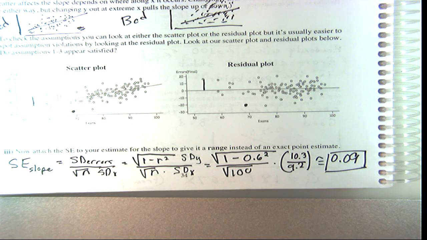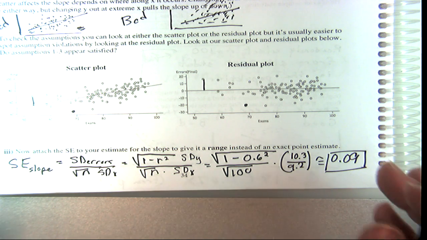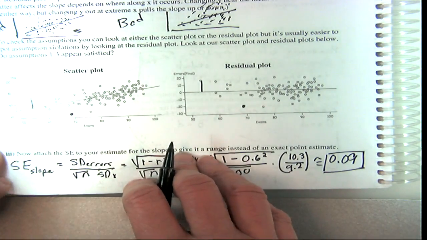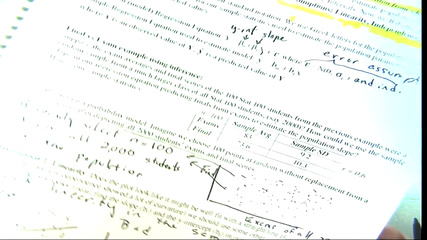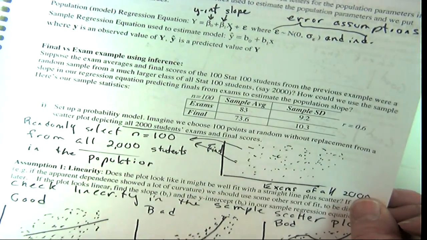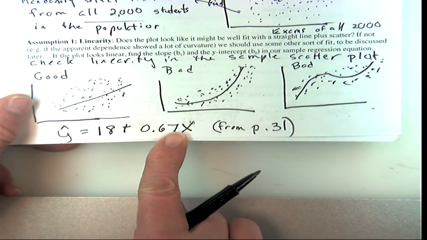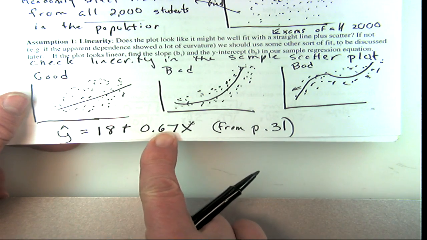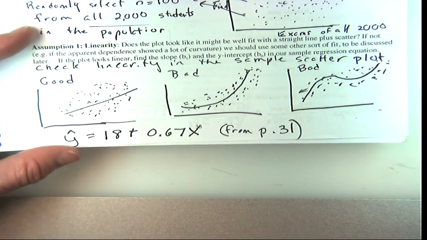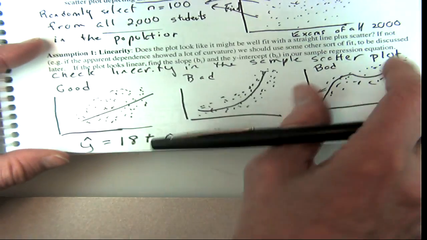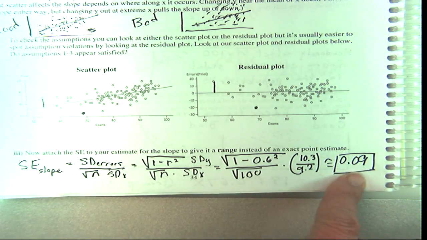For now, remember our slope was 0.67, right? That's what we calculated before. So we're just going to attach, instead of just doing that point estimate, some wiggle room. And then we're going to look at how to build confidence intervals. But for now, let's just attach the standard error to it. So 0.7, give or take what? Give or take that. Okay?